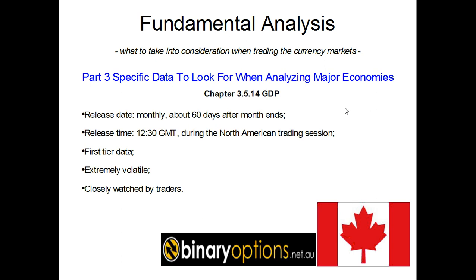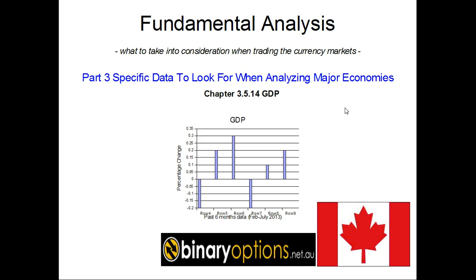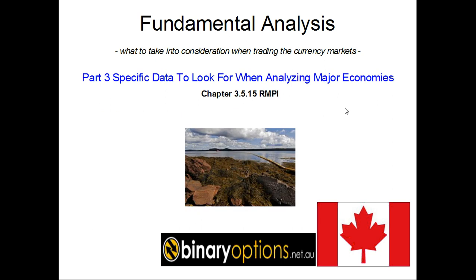What to keep in mind based on the Canadian GDP is that the release date is monthly, about 60 days after the month ends. The release time is 12:30 GMT during the North American trading session. First tier data, extremely volatile, and it is closely watched by traders. Now let's move on and end the Canadian analysis with the RMPI, please.